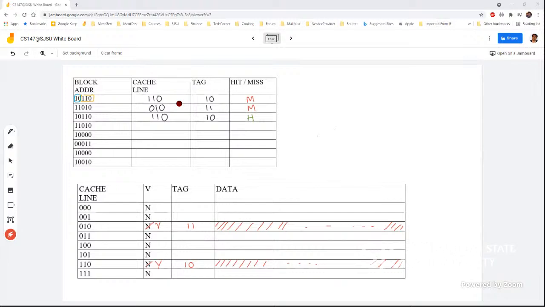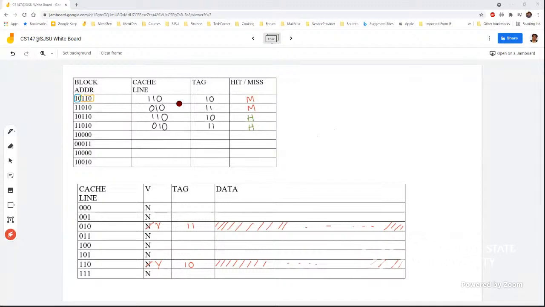Next one, my cache line is 010 and the tag is 11. Let's see what happens here. 010 is valid and the tag matches. Voila, that's a hit. And the data is returned back.